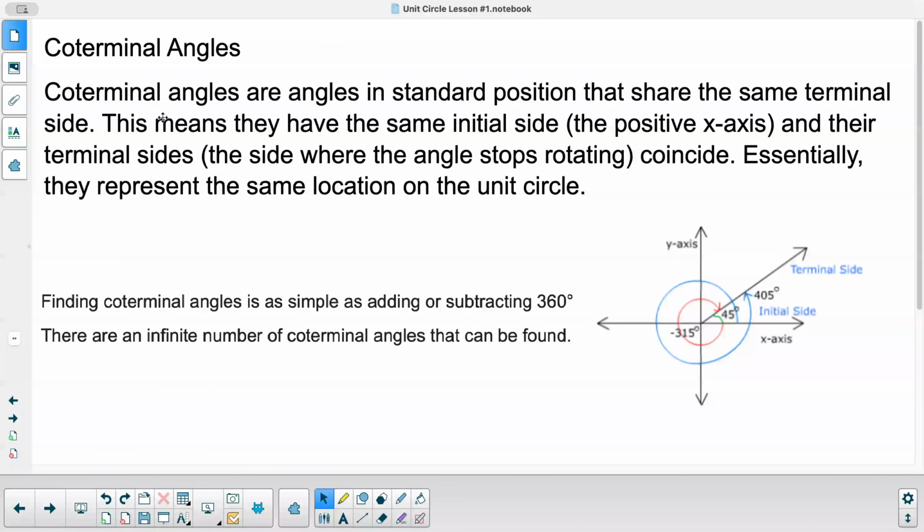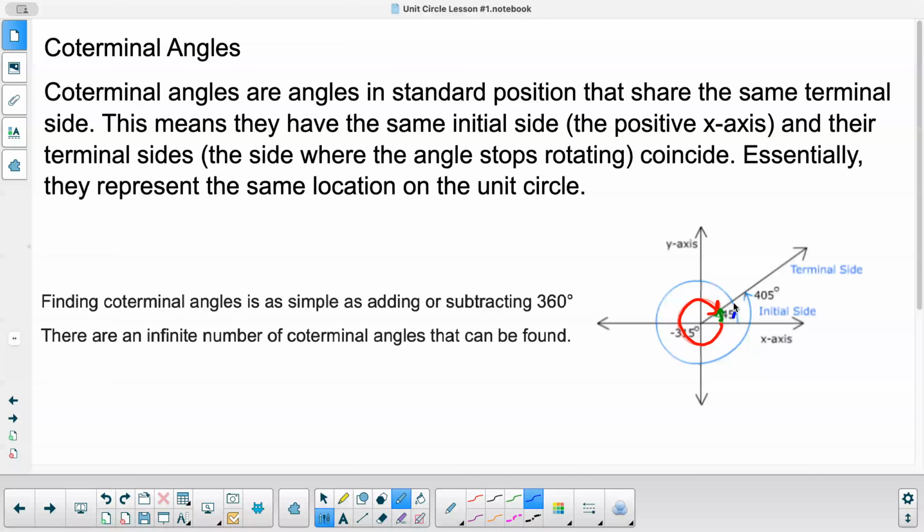All right, so coterminal angles. So basically, coterminal angles are angles that are in the same position. They share the same terminal side. So if you look at this picture here, I have 45 degrees. So 45 starts right here, goes right there. And then I have negative 315. This time I go that direction, but I end in the same place.